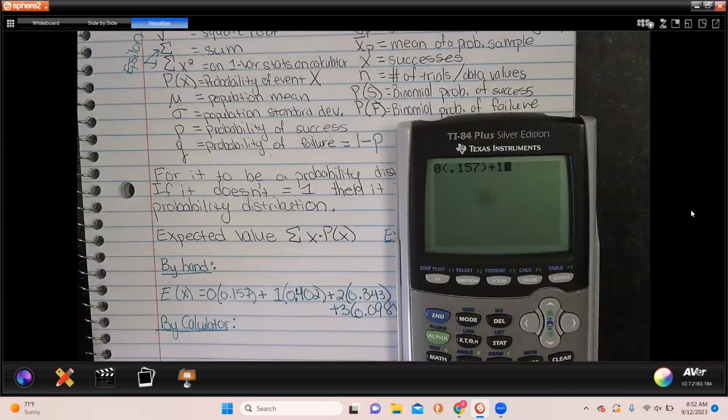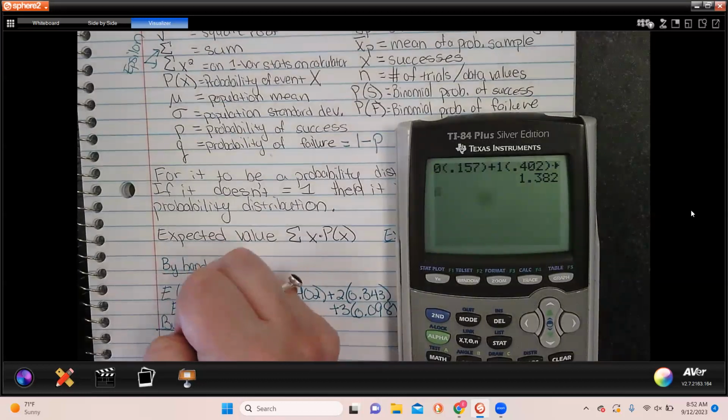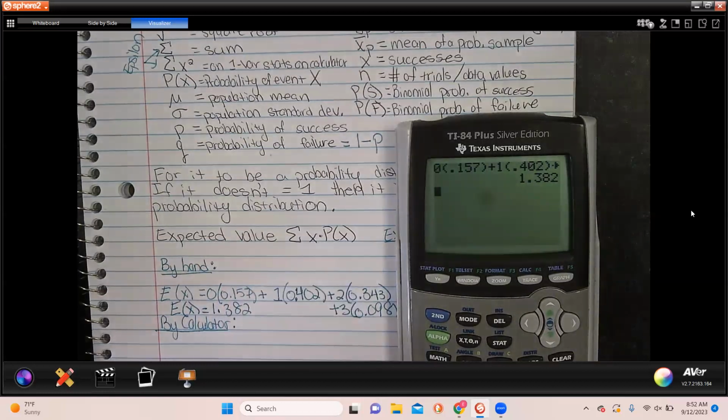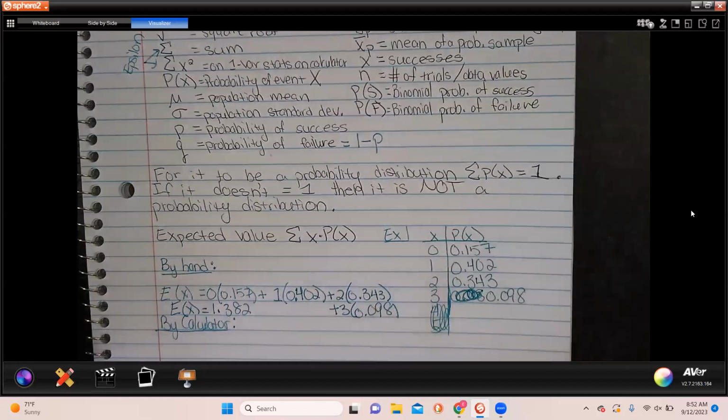0.157 plus 1 times 0.402 plus 2 times 0.343 plus 3 times 0.098. All right, so my expected value for this situation is 1.382. For probabilities, this is sort of like a mean, like an average. The expected value means that if I randomly had a situation happen, my expectation is that I would approximately have 1.382. So somewhere between 1 and 2 is what's going to happen.